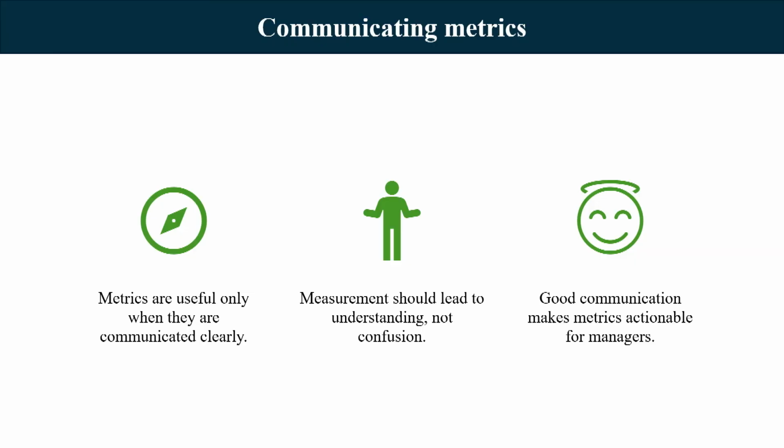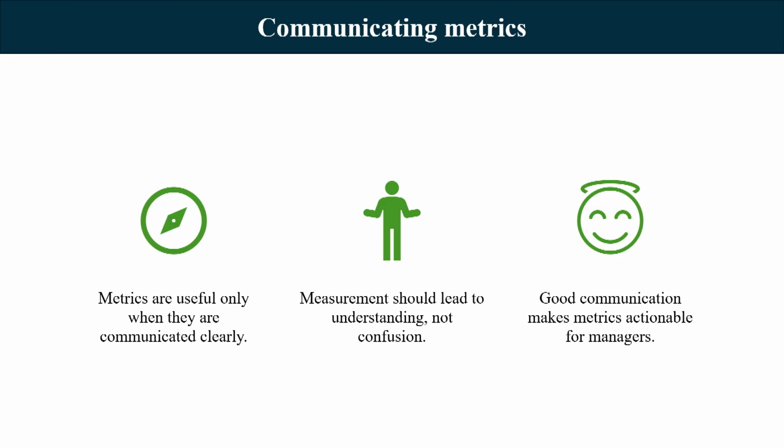Now, let us look at communicating metrics. Metrics are useful only when they are communicated clearly. Why is communication of the metrics important at different levels, at different hierarchy? Everybody needs to understand the importance of the metric. Everybody needs to internalize the values being derived in the metric. Measurement should lead to understanding, not to confusion. There should not be any ambiguity. It should be clearly defined. The sequence of events should be clearly known to everyone.